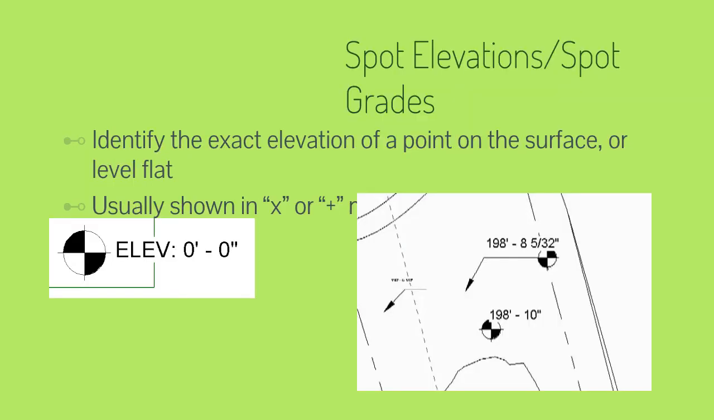These are the samples of spot elevation symbols and how it is used in maps. It identifies the exact elevation of a point on the surface or level flat and is usually shown in an X or in a plus mark.